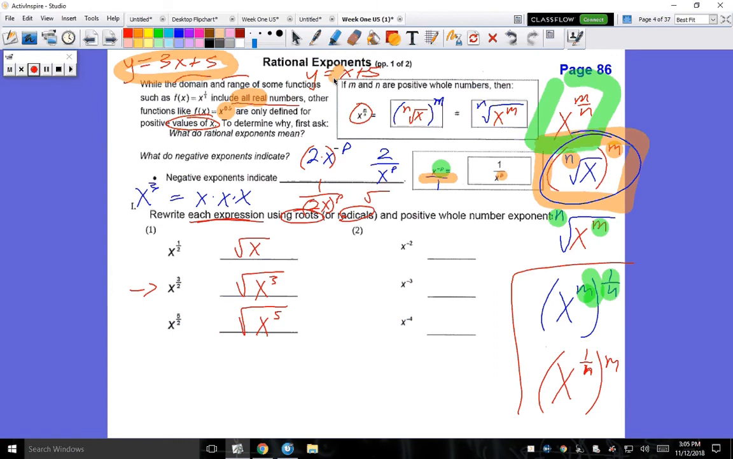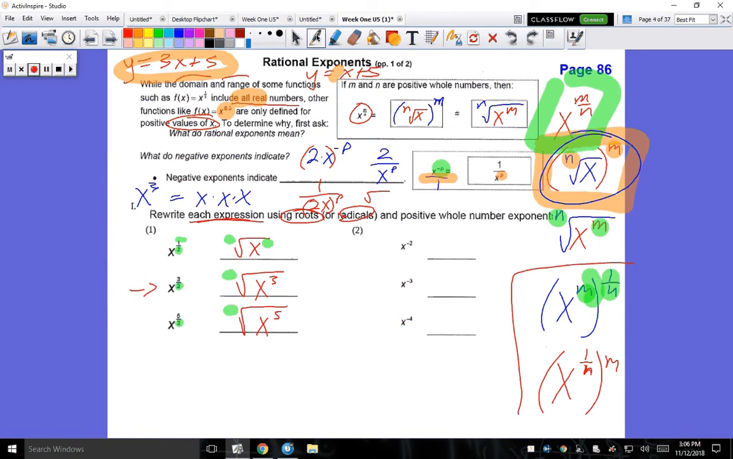Guess what? We have an understood radical of 2 right here that you don't have to write. But that's what's going on. Do you understand? Okay? Just like you didn't write this 1. You didn't write x to the 1, but it's understood. Okay? So with that, let's move on to 2.